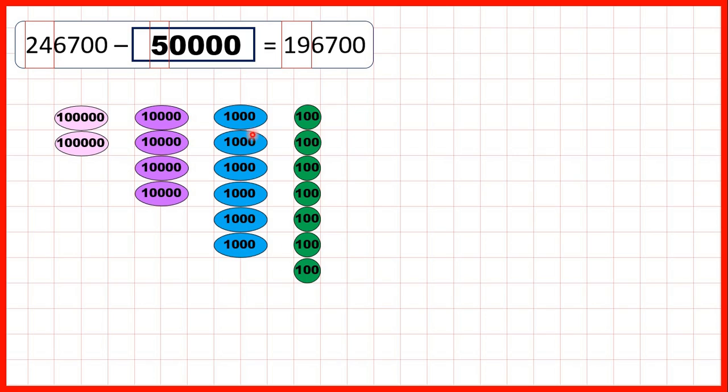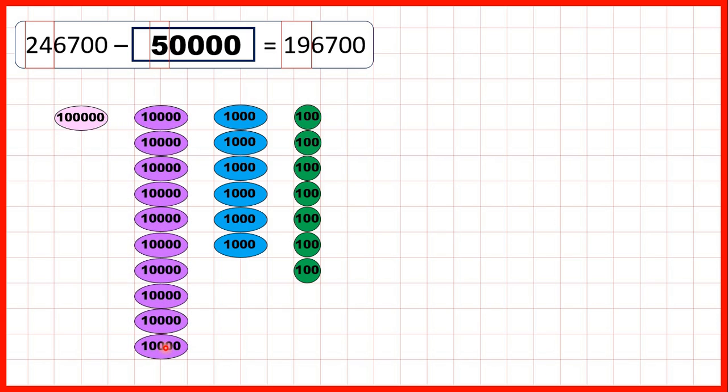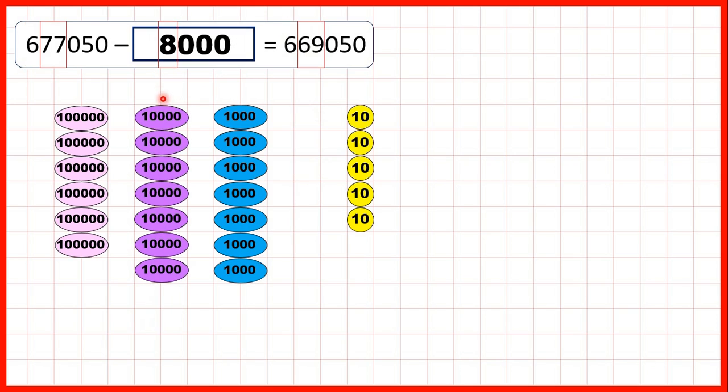Then we had 246,700, which we can see represented here with place value counters. We saw that subtracting 50,000, so subtracting 5 10,000s, would give us our answer. We can subtract 1, 2, 3, 4, then exchange one of our 100,000 counters for 10 10,000s, and then subtract our fifth 10,000. So we can see that now we have 100,000 because we needed to use one of these counters to exchange, and we have 9 10,000s.